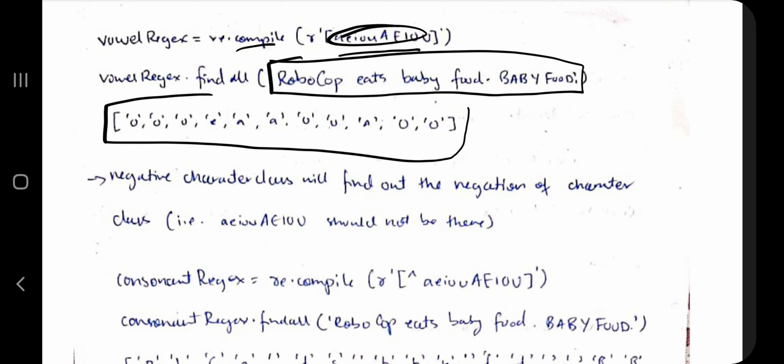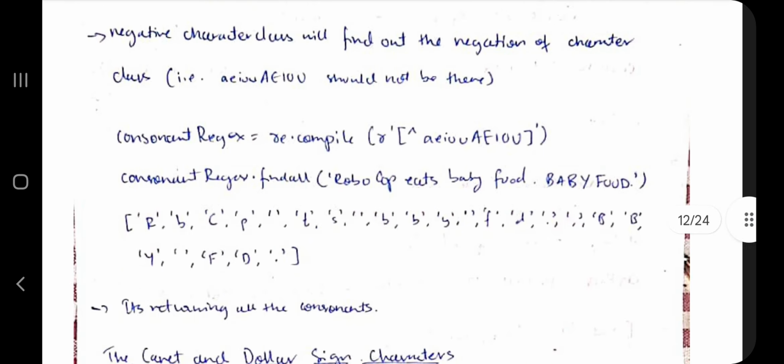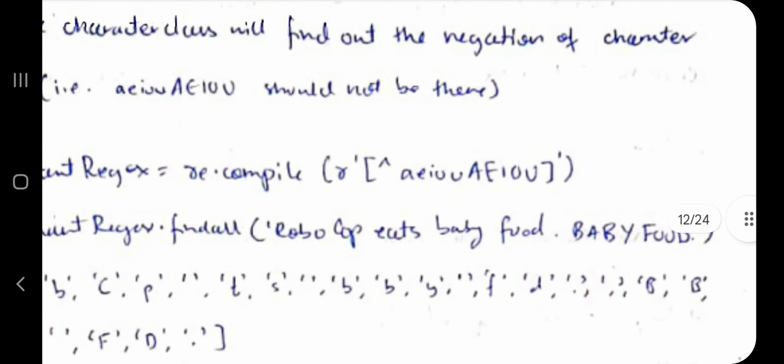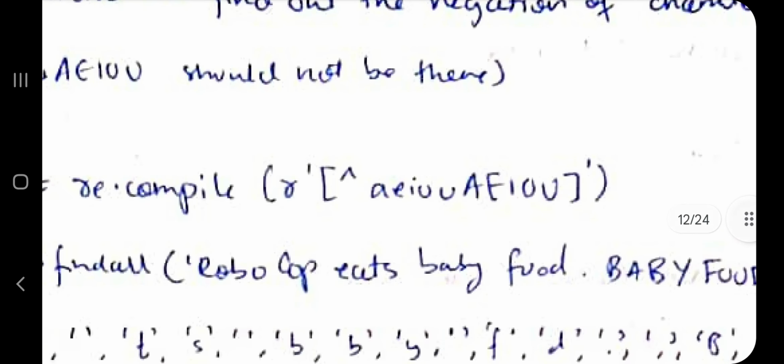So, all those letters which match this criteria, meaning lowercase and uppercase vowels, will be returned here. Okay. And negative character class means it should not be there, meaning except vowels all the other letters should be returned. So, I will be using this sign here for the negation class. Okay.